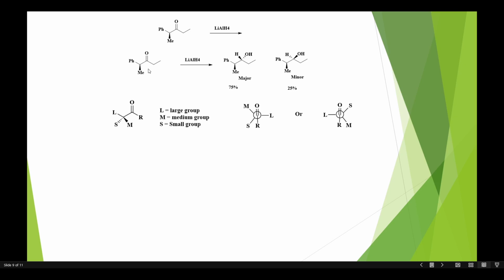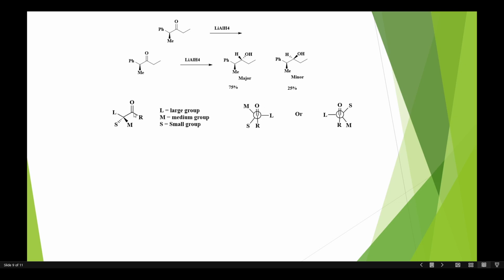That's what we have. In particular, the chiral center has three different kinds of groups. You see the large and small. Yeah, this is for the general one. Okay, this is the general one. First we have to draw the Newman projection.